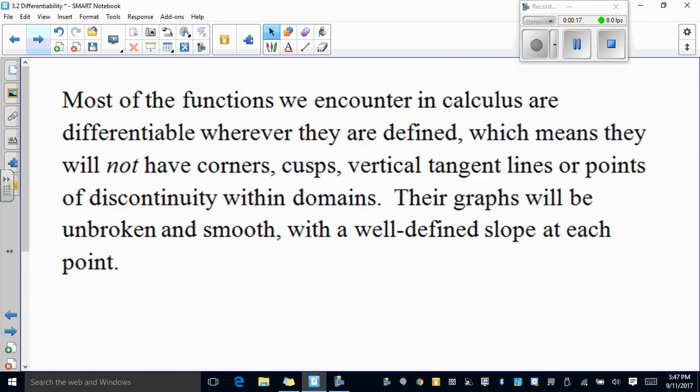So most of the functions we encounter in calculus are differentiable wherever they are defined, which means they will not have corners, cusps, vertical tangent lines, or points of discontinuity within their domains. Their graphs will be unbroken and smooth with a well-defined slope at each point. You're going, okay, so why are we doing this? Because there are always those exceptions.